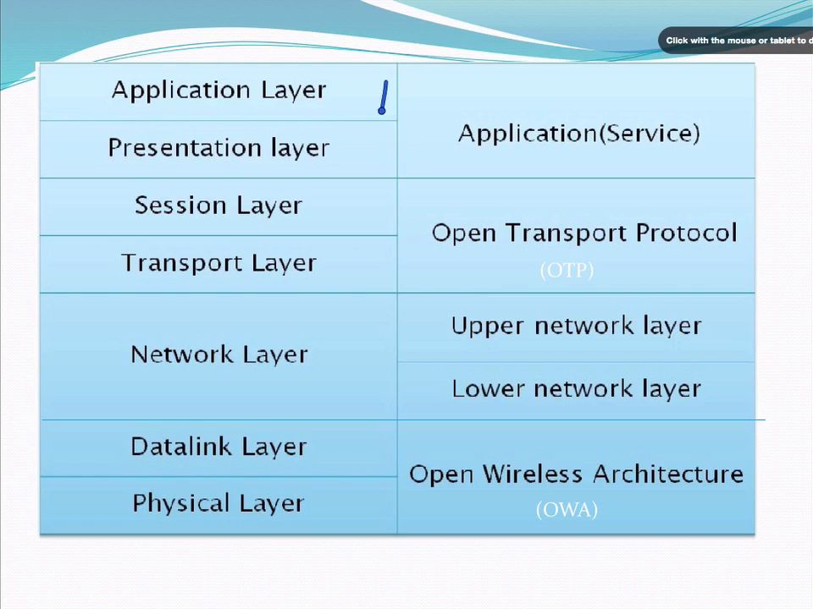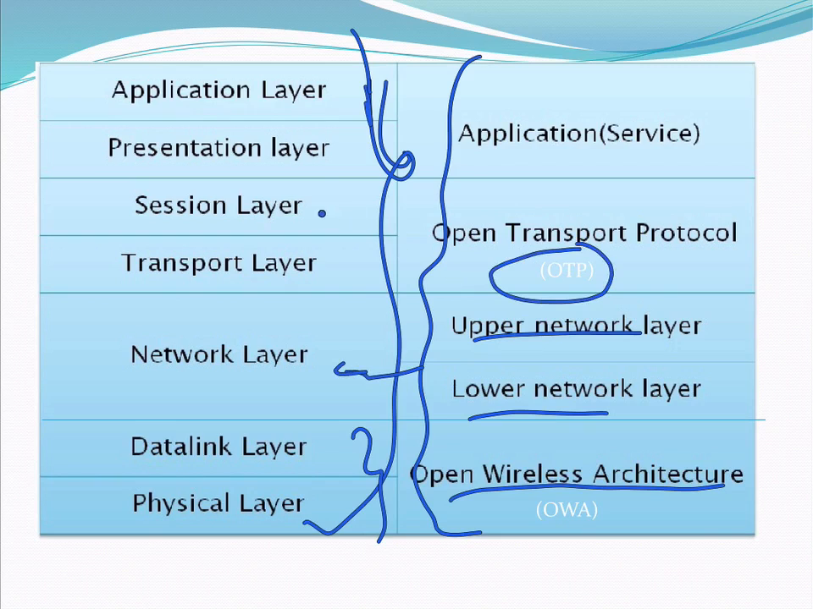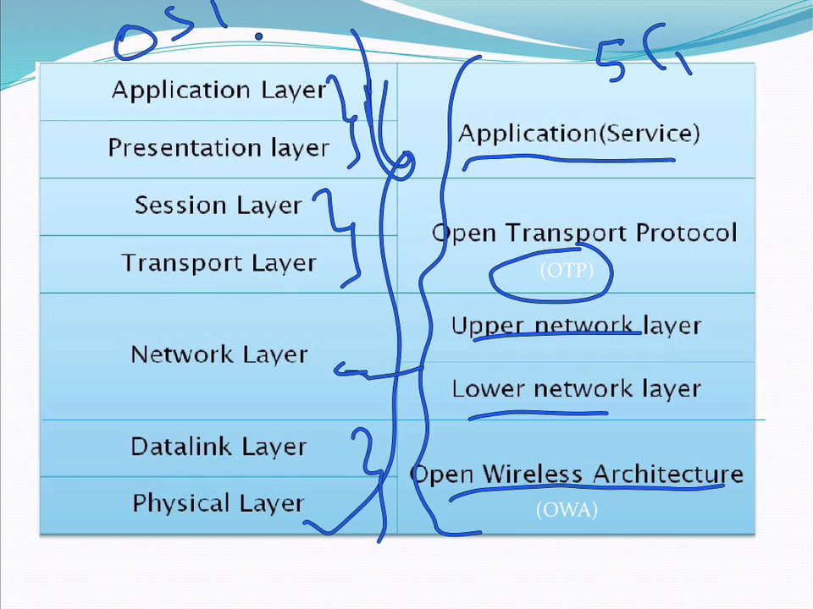So this is the normal OSI, ISO layer, and here is the fifth generation layer. How this OWA, open wireless architecture, is the combination of the data and physical layer, and upper network layer and lower network layer is the combination of network layer, and OTP, open transfer protocol, is a combination of session layer and transport layer, and application service is a combination of application layer and presentation layer. So here is a 5G, and this is the OSI ISO technology.